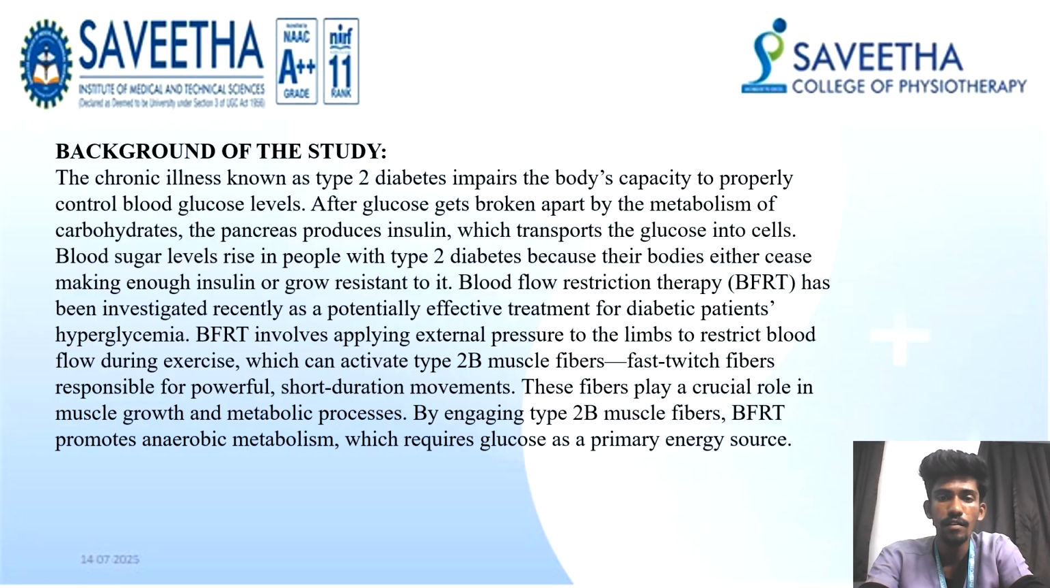Why do type 2B muscle fibers matter? People with insulin resistance often have reduced glucose uptake in their type 2B fibers. Activating these fibers through BFRT can improve their responsiveness and glucose utilization. Physiological effects of BFRT: it promotes muscle hypertrophy, hormonal release like growth hormone and IGF-1, improved vascular function, and enhanced glucose transport in muscles. These effects happen with light loads, making it safe for diabetic patients.